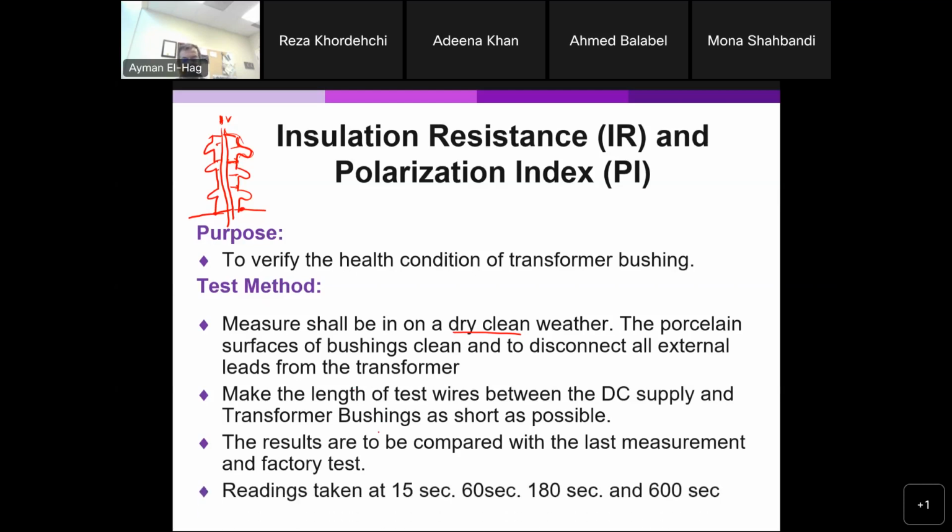Now the test can take 15 seconds, 60 seconds, 180 seconds, or 600 seconds. The most important thing is that it doesn't matter what the amount of time is, as long as when you compare, your reference has been conducted at exactly the same time, so that the comparison is really fair. Now we understand why we need to wait that time, because we have to wait until the current starts to die out and become negligible compared to the leakage or the conduction current. So that's enough about insulation resistance and polarization index.